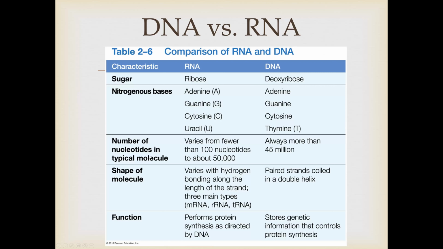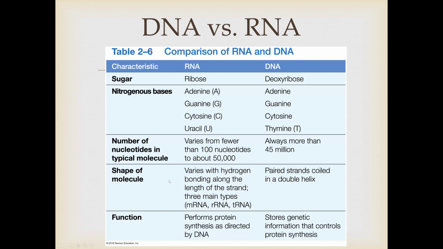The number of nucleotides, remember the nucleotide is a subunit that is found in the overall nucleic acid or polymer. In RNA, it can vary from fewer than 100 nucleotides to about 50,000. DNA is very large. DNA can have more than 45 million nucleotides in one DNA molecule.